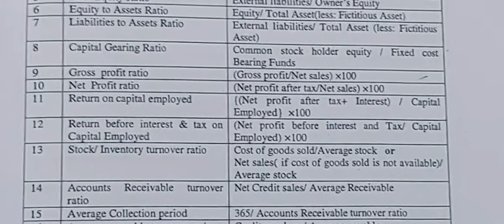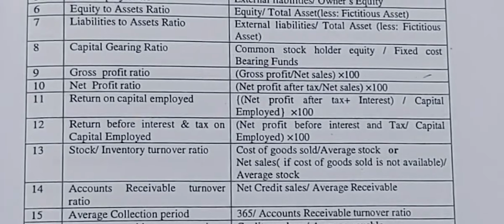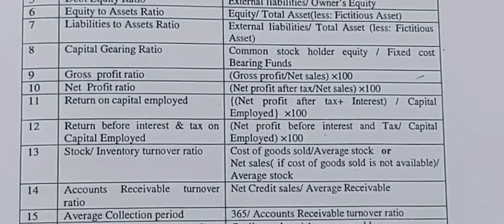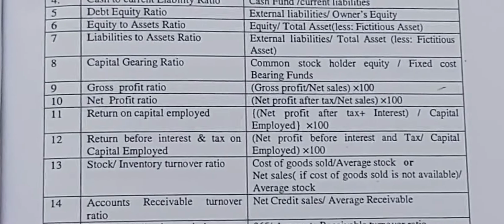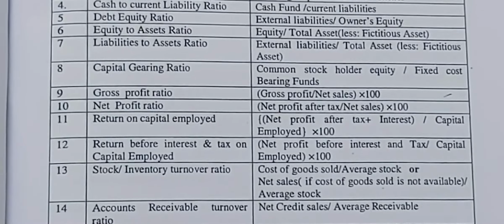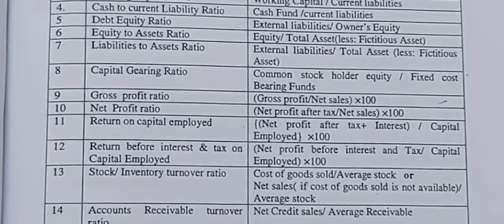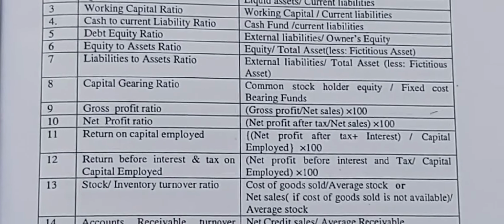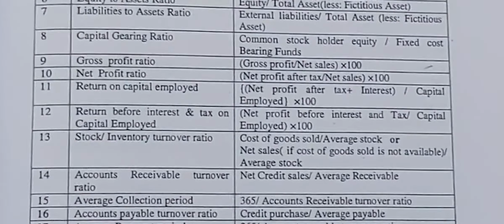Number 13, stock or inventory turnover ratio: cost of goods sold divided by average stock, or net sales divided by average stock if cost of goods sold is not available in the stem or question. I repeat again, stock or inventory turnover ratio formula, cost of goods sold divided by average stock.